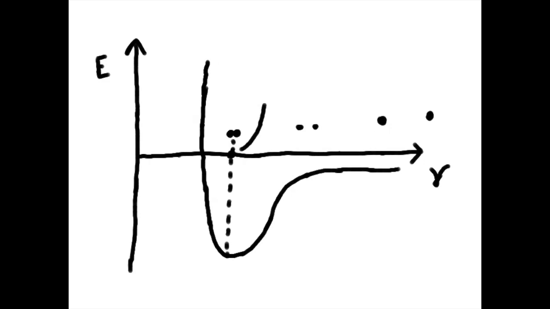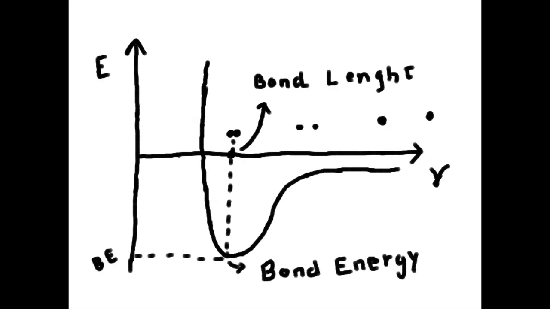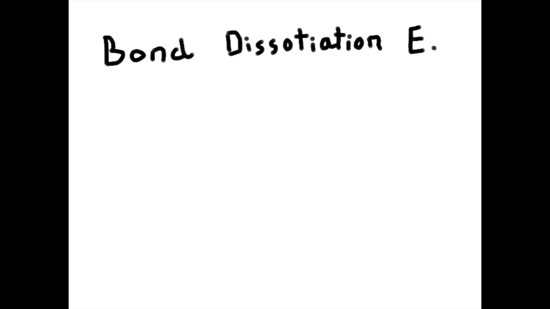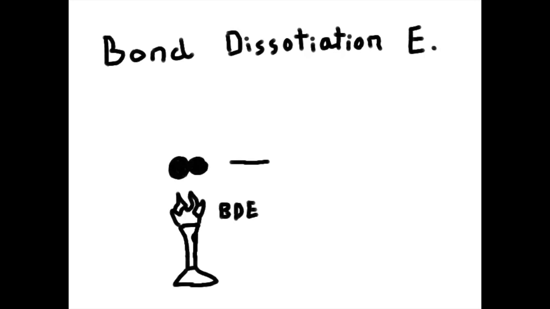The distance is known as the bond length. This process releases energy as the potential drops, and it's called bond energy. It is also referred to as bond dissociation energy because precisely this amount of energy is needed to break or dissociate the bond and separate the atoms.